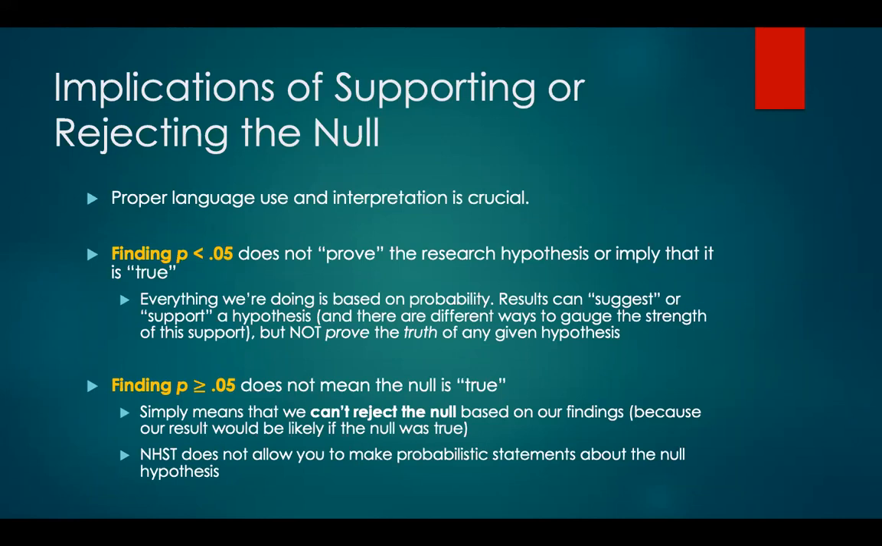Now, NHST does not allow you to make probabilistic statements about the null hypothesis. So you can't say, this null is likely to be true given our results. No, you can only really say things about a p less than 0.05. So to sum this up, finding a p-value less than 0.05 does not prove your research hypothesis or imply it's true. And finding a p-value greater than or equal to 0.05 does not mean that the null is true. And you can't even say that finding a p-value greater than 0.05 supports the null hypothesis.